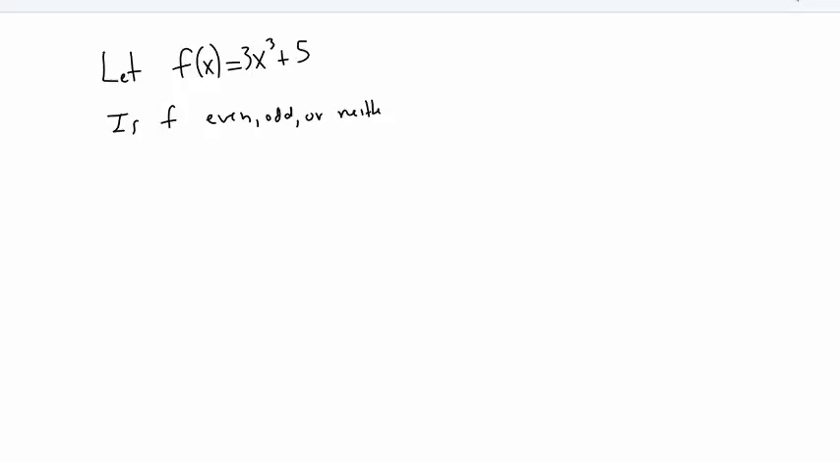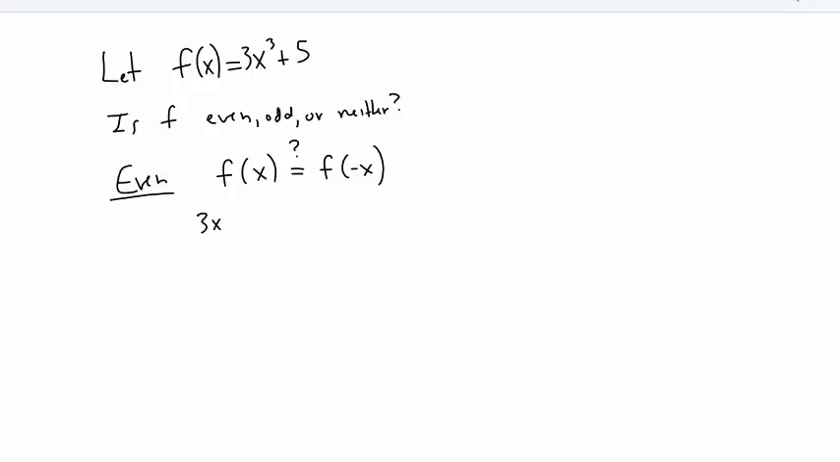Let's do an example. Let f of x be the function defined by the formula 3x cubed plus 5. Is this function even, odd, or neither? Let's check whether it's even. This means f of x equals f of minus x. So, is that true?